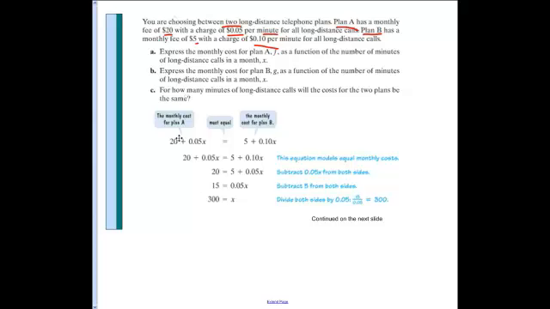equal. So here we can set the fixed cost plus the variable cost of A equal to the fixed cost plus the variable cost of B, and we solve for X, and we get that X is equal to 300 minutes. So at 300 minutes the plans are equal.